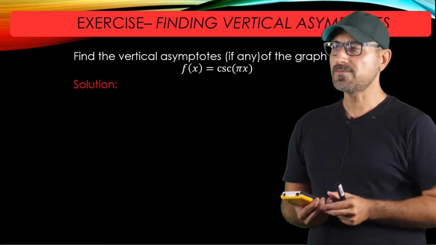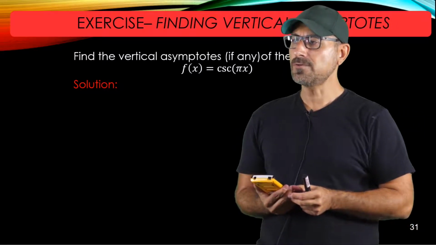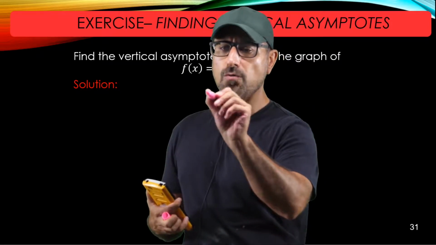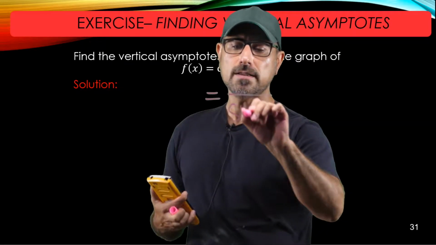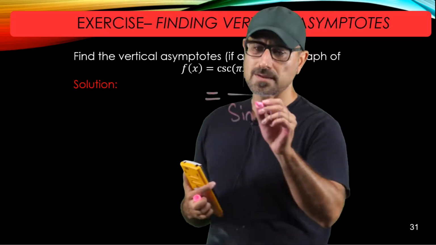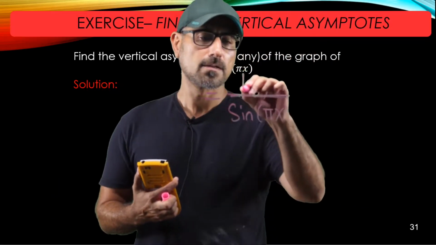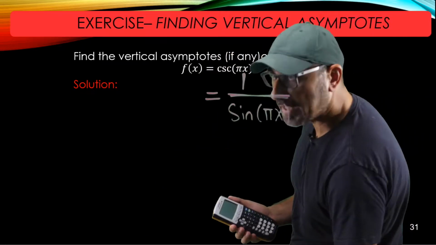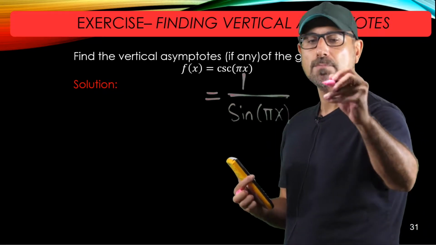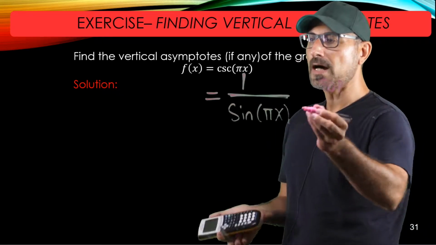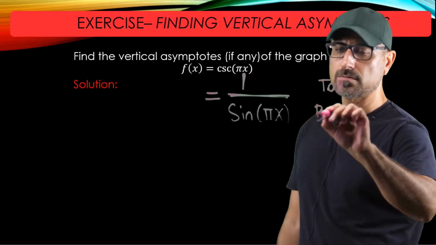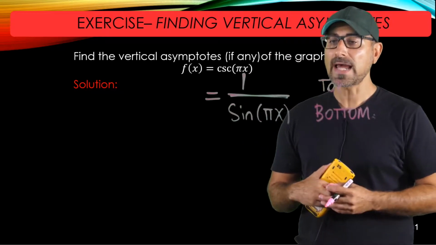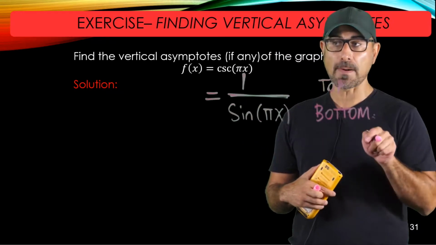This is a trigonometric function, and we know that cosecant is defined as 1 over sine. So it's in fact a rational function for which the top function is 1, and the bottom function is the sine function. For the existence of vertical asymptotes, we are looking for x's that make the top non-zero but the bottom 0.